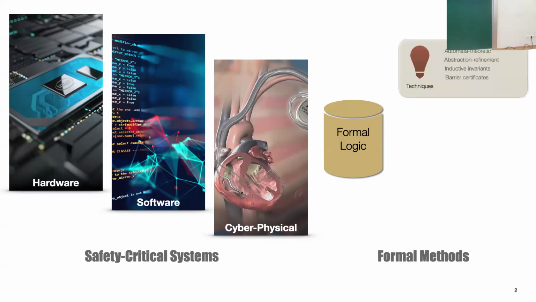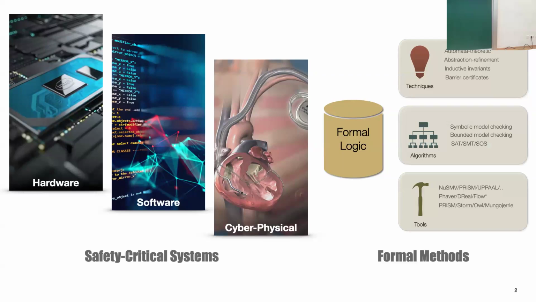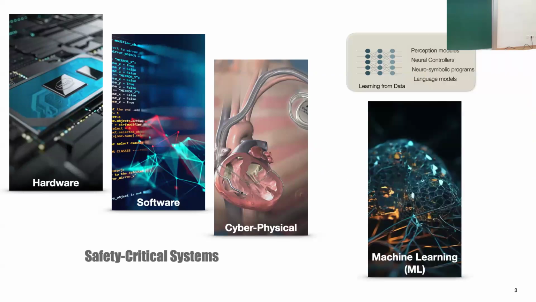But once we have the logic, we have been developing powerful techniques like automata-theoretic verification, abstraction refinement, inductive invariants, things like invariants. Right? Along those techniques, we have powerful algorithms like symbolic model checking, bounded model checking, SAT solvers, and so on. And with that, we have been working also on tools of different kinds. Powerful tools to do model checking like NuSMV, like Flow*, or PRISM model checking. But more recently, we have been seeing something.